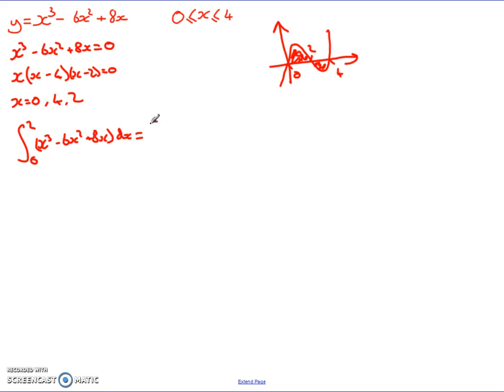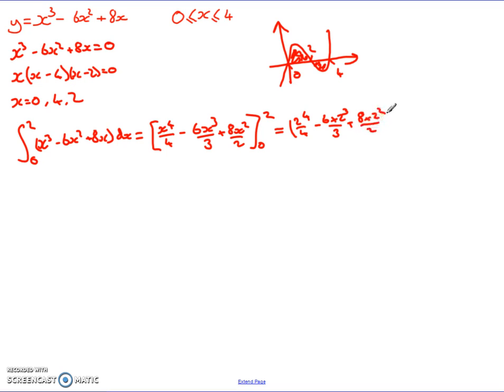Remember that key fact. So when I integrate, I get x to the power of 4 over 4, take away 6x cubed over 3, plus 8x squared over 2, and it's between my limits, which is 0 and 2. So let's substitute in the upper limit first, then the lower. So I get 2 to the power of 4 over 4, take away 6 times 2 cubed over 3, plus 8 times 2 squared over 2.